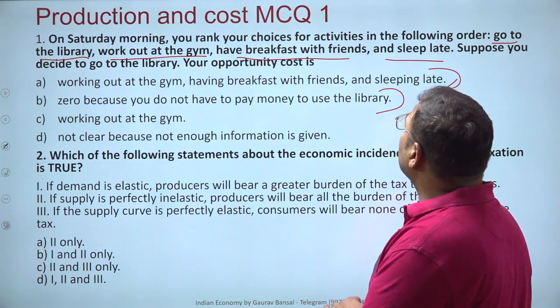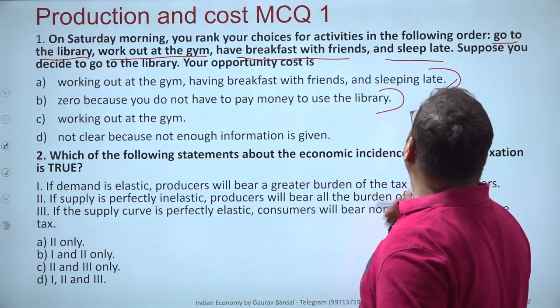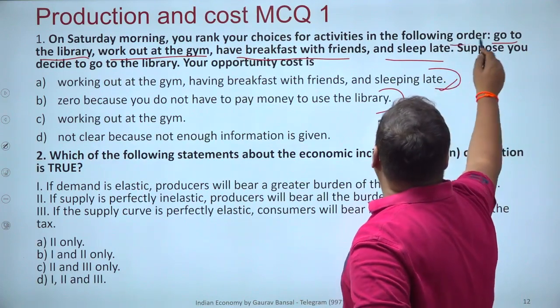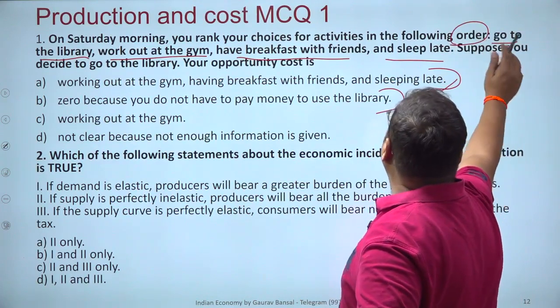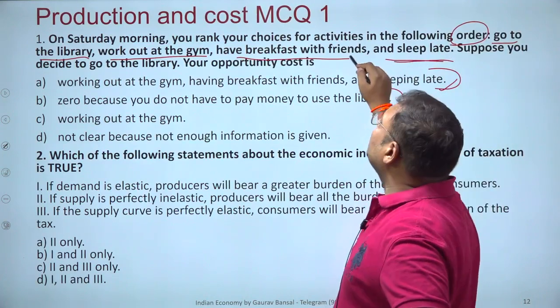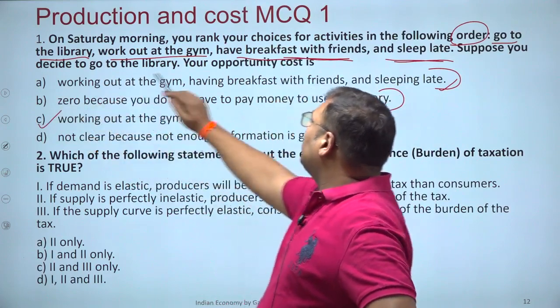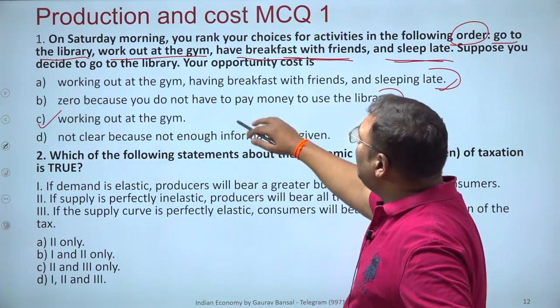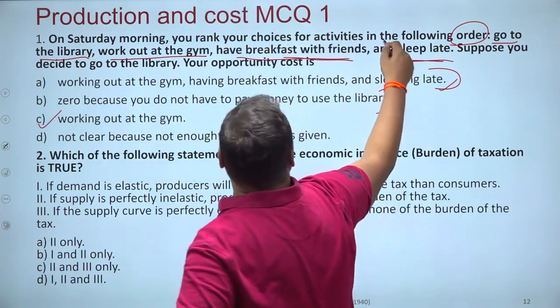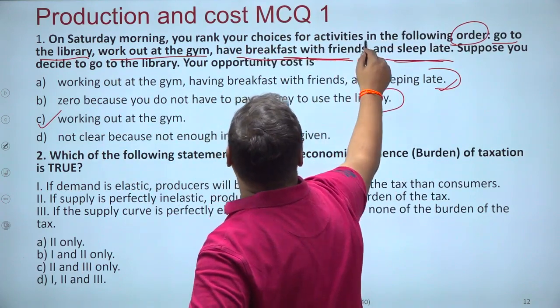Just give me 1 minute, please. Order is also important, a word here. Just give me 1 moment. These are the 4 choices that I have. So opportunity cost here is actually working out at the gym, not A. Why? Because those choices are inferior to working out at the gym.